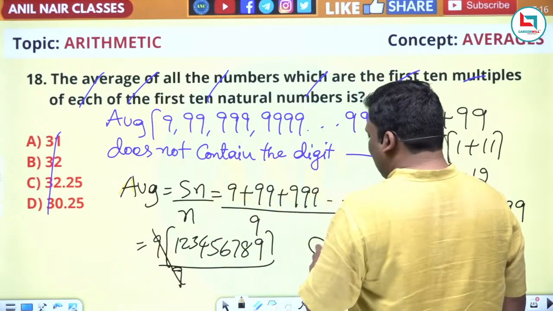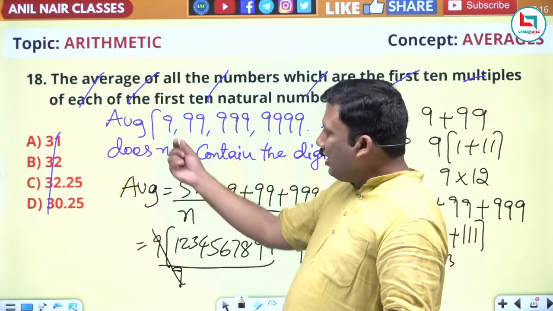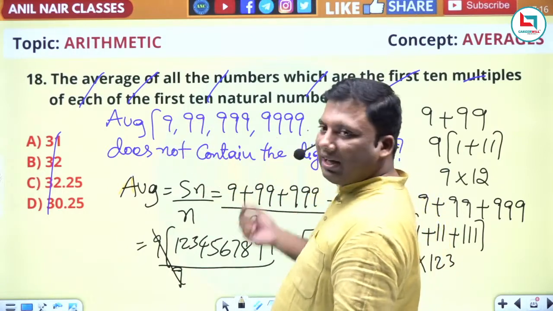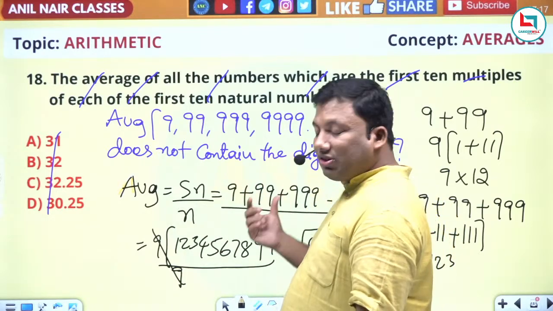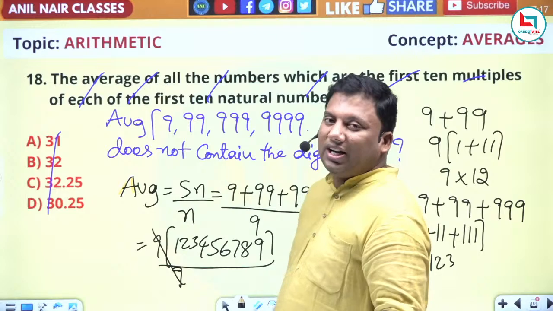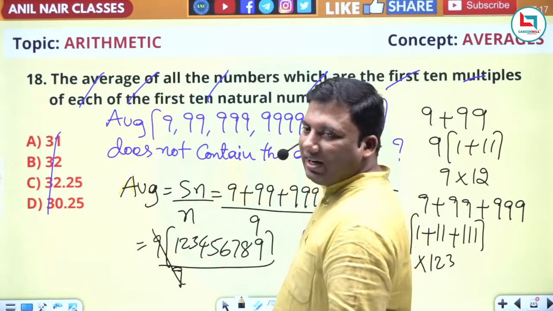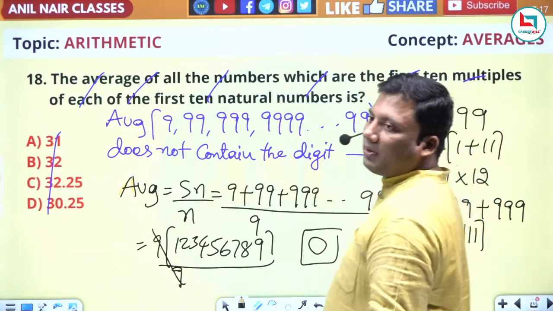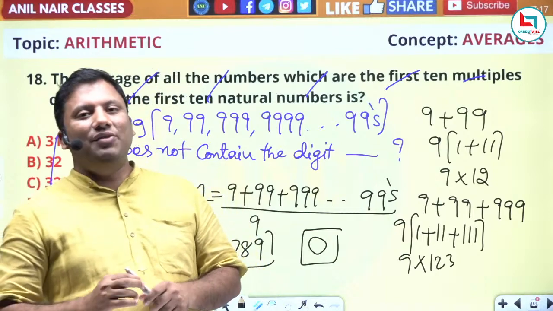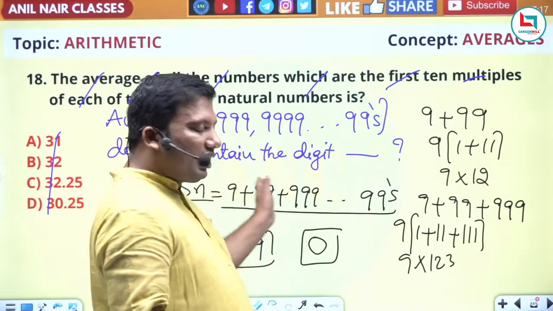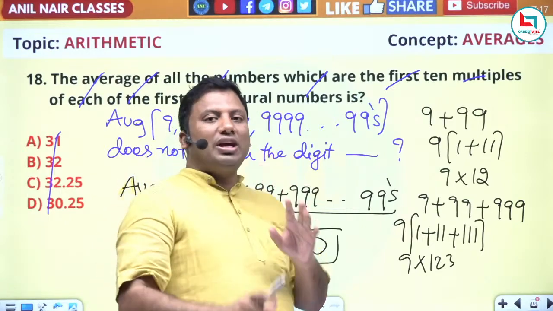Which digit is not present? The digit 0 is not present. Very, very interesting question. In the average of these numbers, if I take 9 common, the first 2 give 12, the first 3 give 123, the first 4 give 1234, and the first 9 give 123456789. So the digit which is not present is 0. It is a simple observational analysis which will give you the answer very fast. Please don't keep on adding and finding the answer divided by 9. That is the beauty of this question.